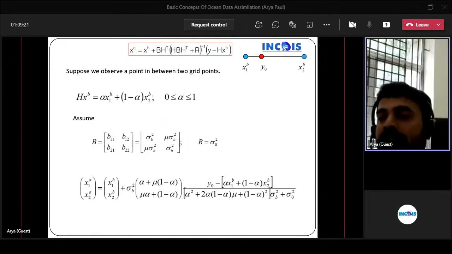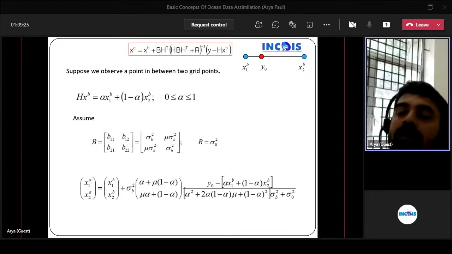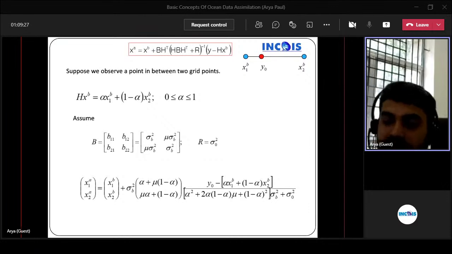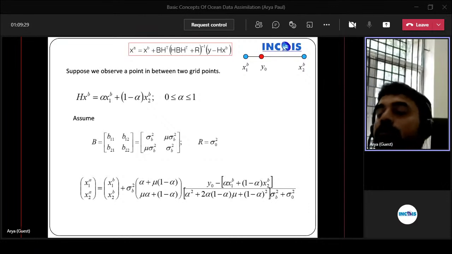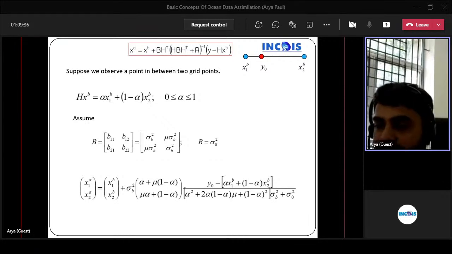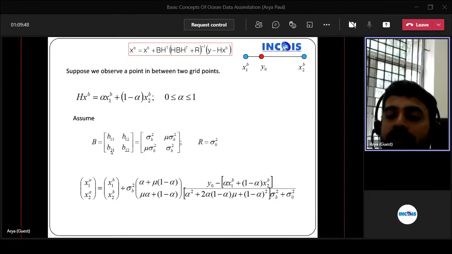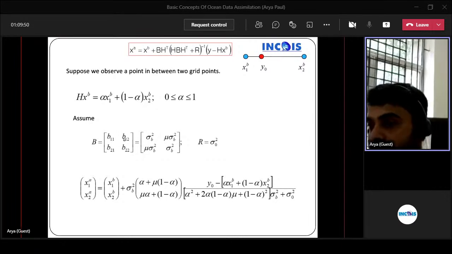Now let us say we have two grid points. So the model error covariance in this case will be a 2x2 matrix, a 2x2 symmetric matrix. Error covariances are always symmetric. By symmetric, I mean in this case, the two diagonal elements, B11 and B22, can vary, but B12 and B21 will be the same.